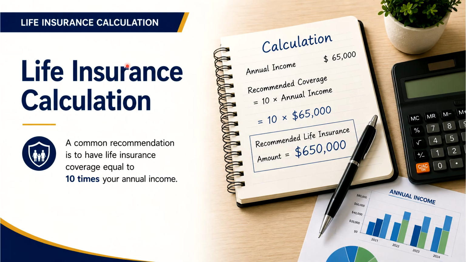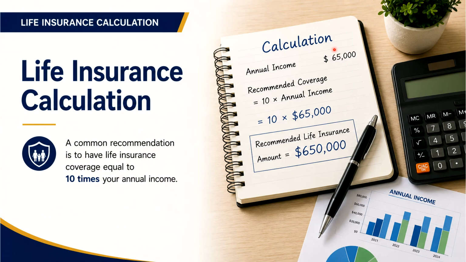In part 2B, you're going to calculate a recommended life insurance policy amount. According to the assignment instructions, a common recommendation is to have life insurance coverage equal to 10 times your annual income. Locate your annual salary from Table 1 in Part 1 and multiply it by 10. Show your complete calculation and make sure your final answer is clearly labeled.